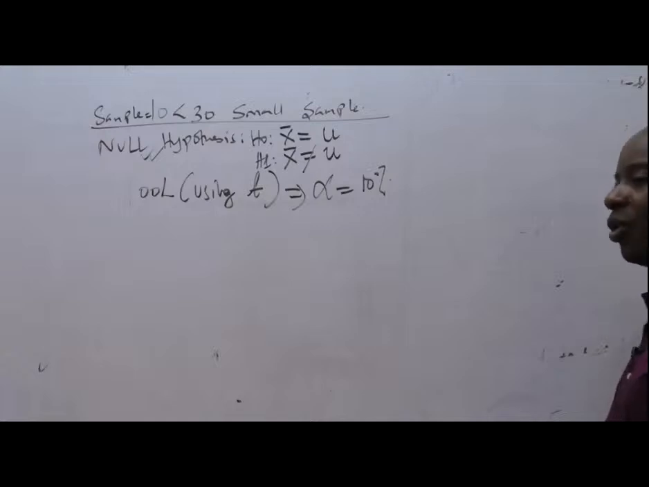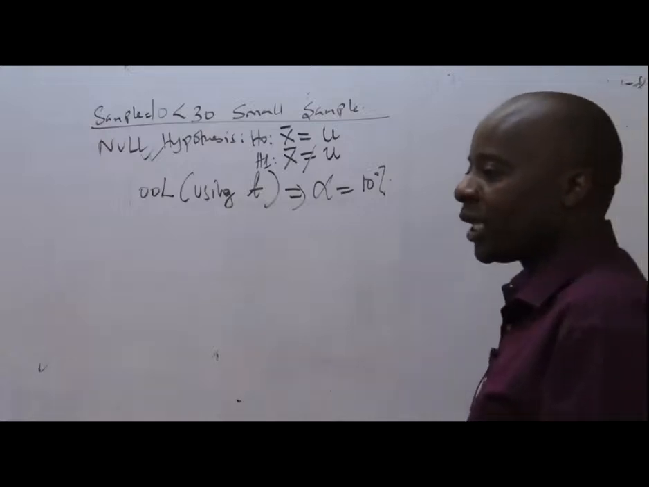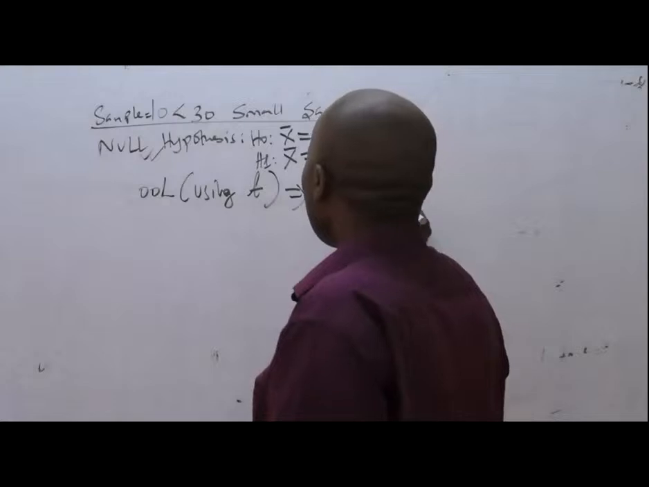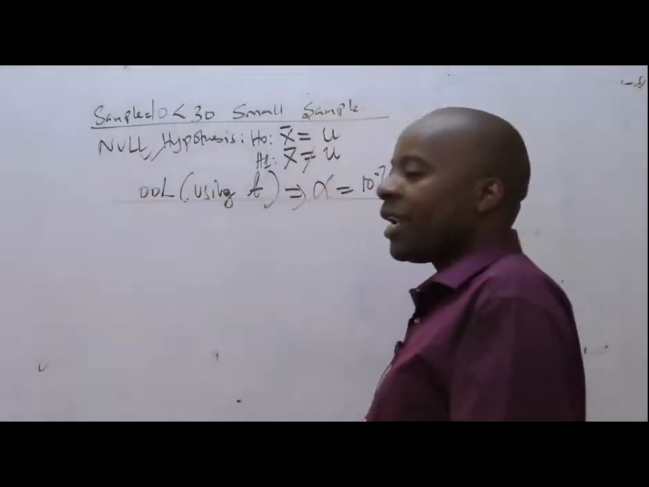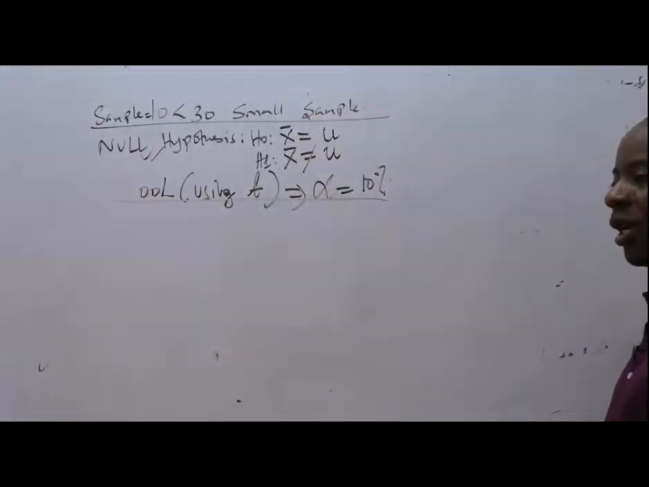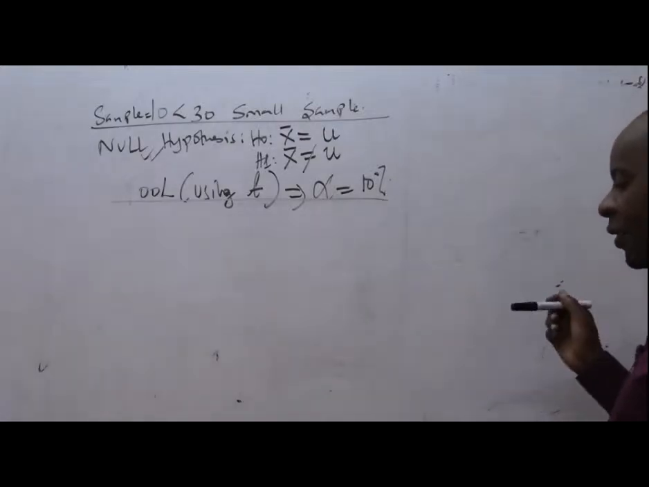So alpha equals who? Alpha equals 10%. Here they haven't given us the value, we are just assuming. Simply say assumed alpha is 10%.